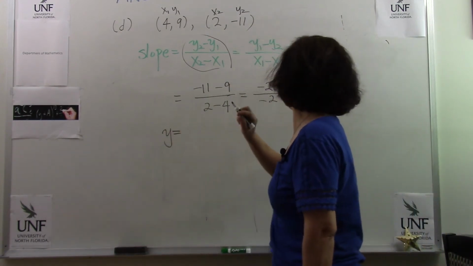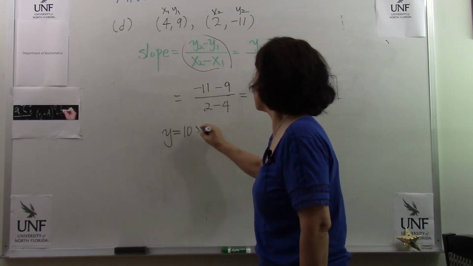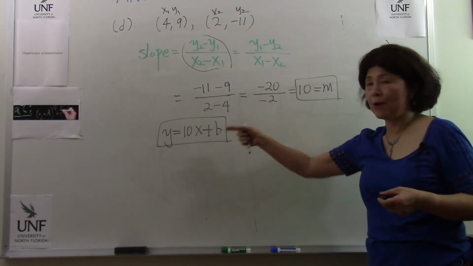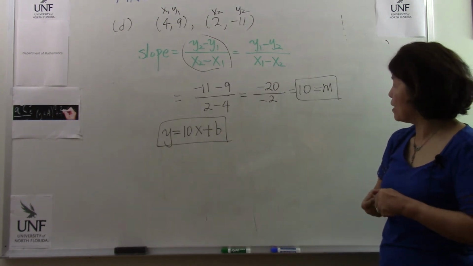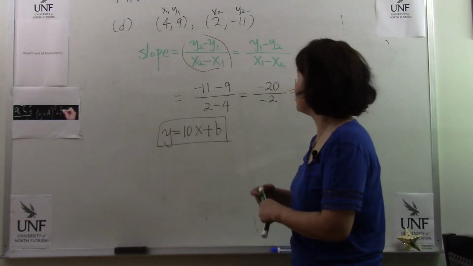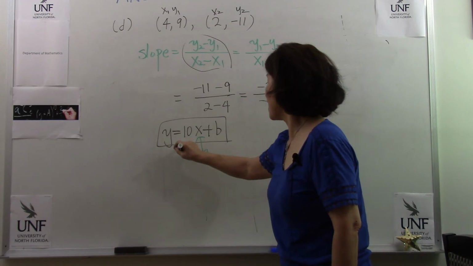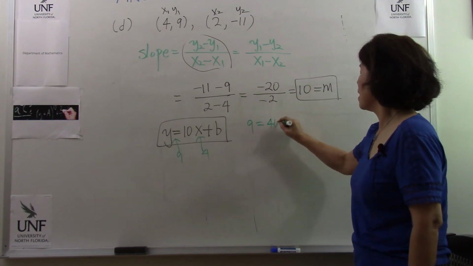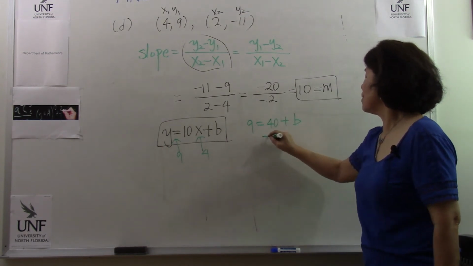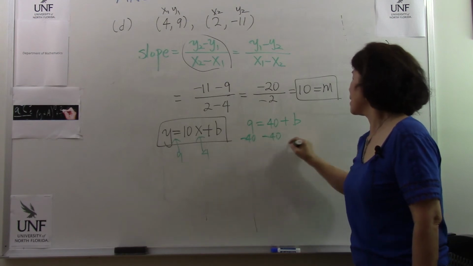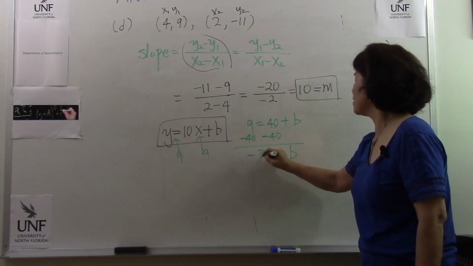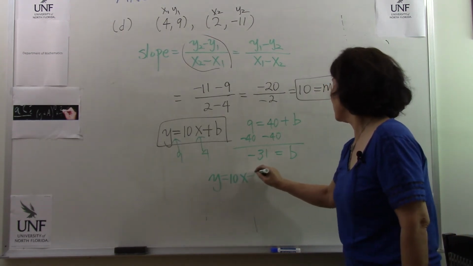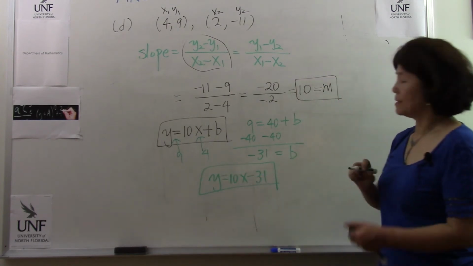So we have tentatively the equation y equals 10x plus b. We can tell this much. Now we are going to determine the value of this b. What can you do? As before, we are going to substitute. Let's put 4 here and 9 here. So 9 equals 10 times 4, 40 plus b. So we subtract 40 from both sides, make it b equals negative 31. So our equation is y equals 10x minus 31 is the final answer.